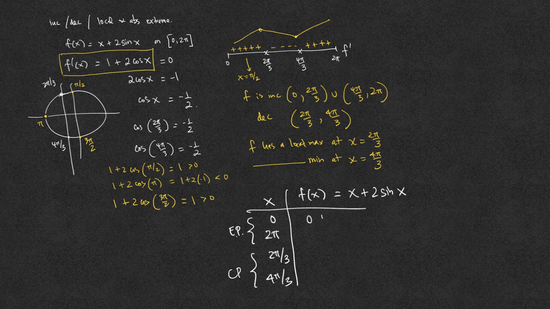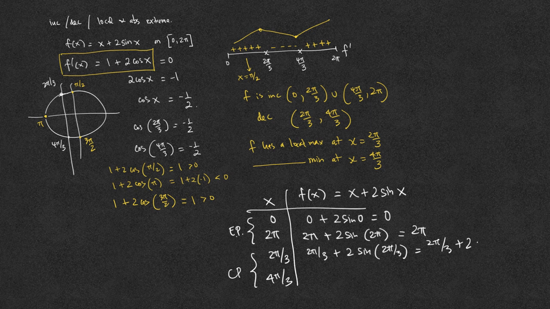We then plug these into the given function, which is x plus 2 sine of x. F of 0 is 0 plus 2 sine of 0, which is 0, because sine of 0 is 0. F of 2 pi is 2 pi plus 2 sine of 2 pi, but sine of 2 pi is 0, so this is 2 pi. F of 2 pi over 3 is 2 pi over 3 plus 2 times sine of 2 pi over 3. Sine of 2 pi over 3 is root 3 over 2, and so this is 2 pi over 3 plus root 3.